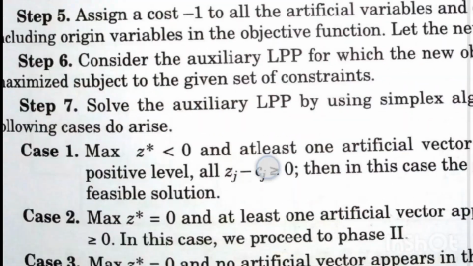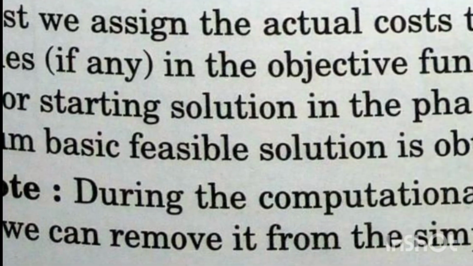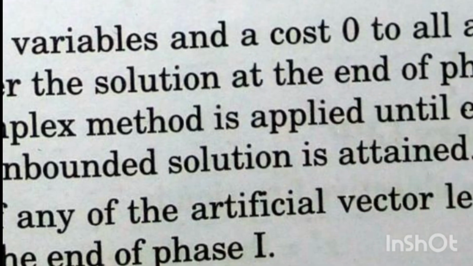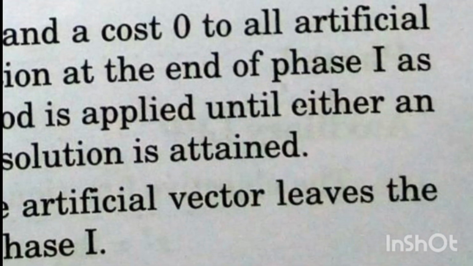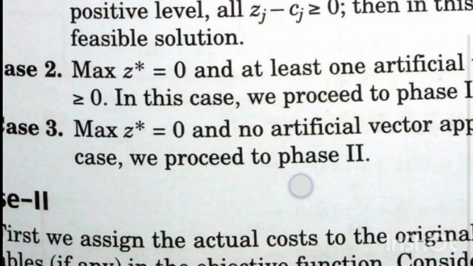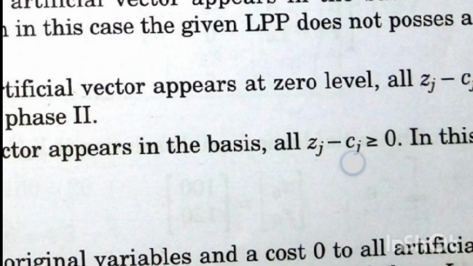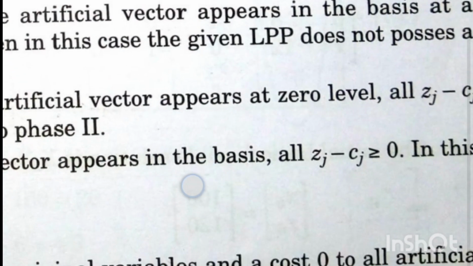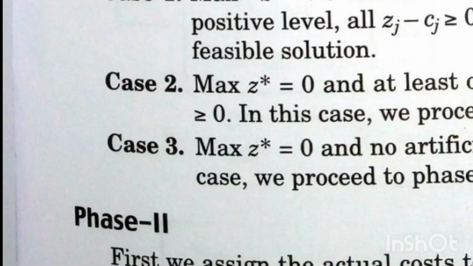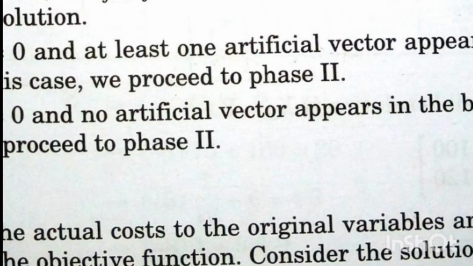Next, what is our phase number 2? First, we assign the actual cost to the original variables and a cost 0 to all the artificial variables, if any, in the objective function. Consider the original variables and solve by the simplex procedure. The final solution of phase 1 is the initial or starting solution in phase 2.